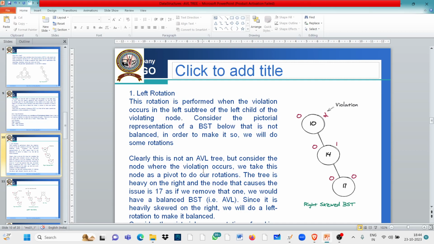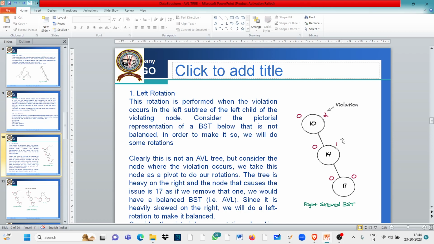So we see here it is a right skewed binary search tree. Okay, right skewed, because why? Because 14 is greater than 10, so I am putting it to the right. 17 is greater than 10 and greater than 14, so we are putting it to the right. And I go for checking the balance factor. Here there is no child, so 0 minus 0 it is 0. Then here left hand side it is 0 and right hand side 1, 0 minus 1 is minus 1. So it is 0 minus 2 is minus 2. So this is a violation.